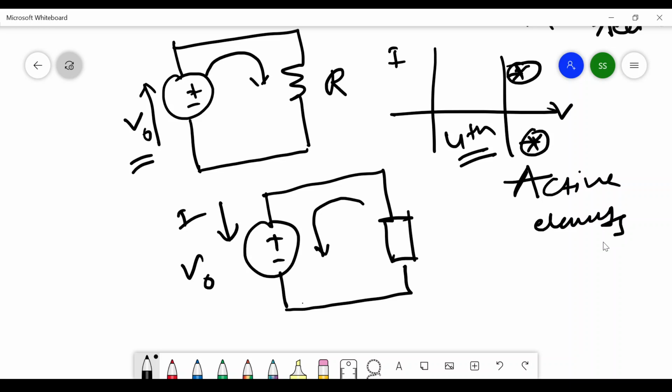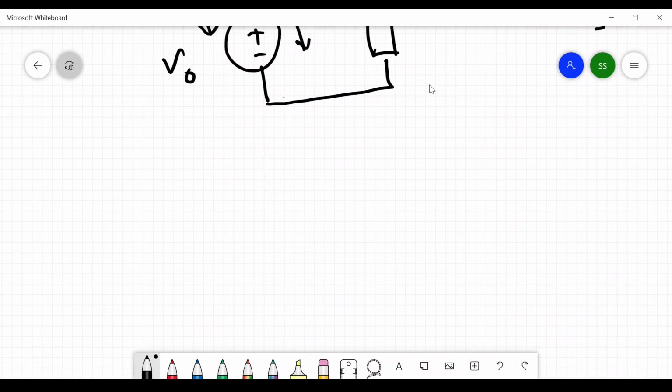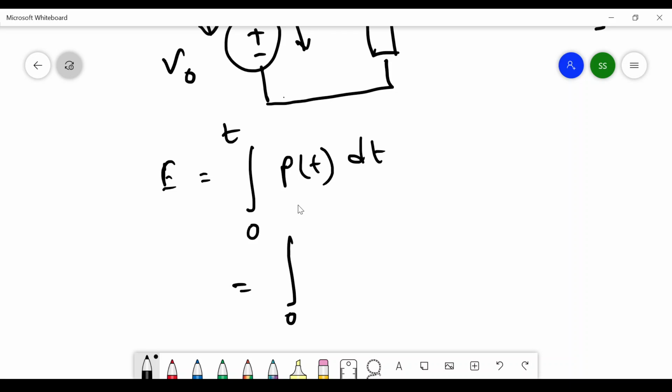Okay, and the energy equation for the voltage source is like this: integral from 0 to T of p(t) dt. Here the voltage is constant, V, and I is varying, then it will be like this.